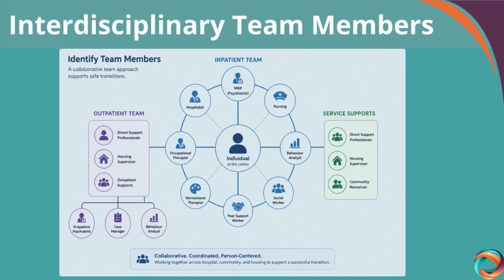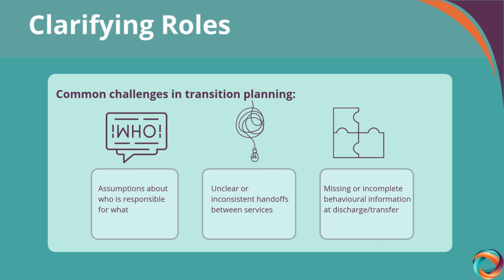A typical transition team may include hospital-based providers, such as physicians, nurses, and allied health professionals, as well as community-based partners, including direct support professionals, case managers, and family supports. Each brings a different perspective, and all are critical to a successful transition. One of the most common challenges in transition planning is unclear role definition. This can lead to assumptions about responsibility, missed information, and gaps in care. A key concept here is shared transition ownership, meaning responsibility is distributed but clearly defined.